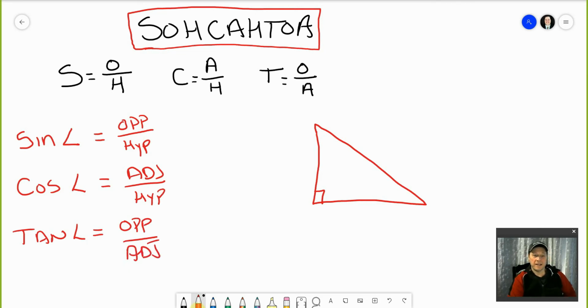So in a practical, yeah, go ahead. You cut out as you started talking about cosine there. Okay, sorry. So sine of the angle equals opposite over hypotenuse. Cosine of an angle equals adjacent over hypotenuse, and tangent of an angle equals opposite over adjacent.